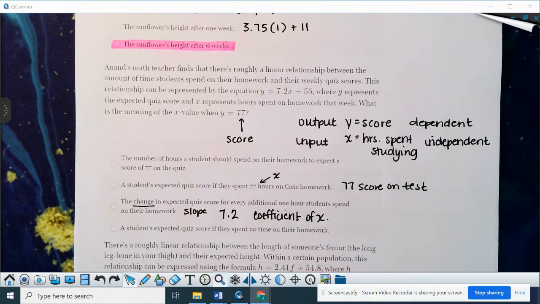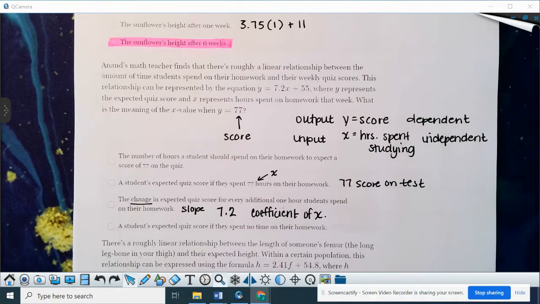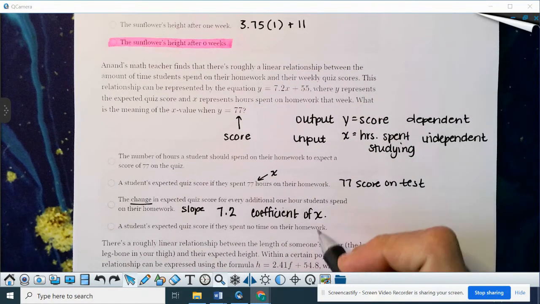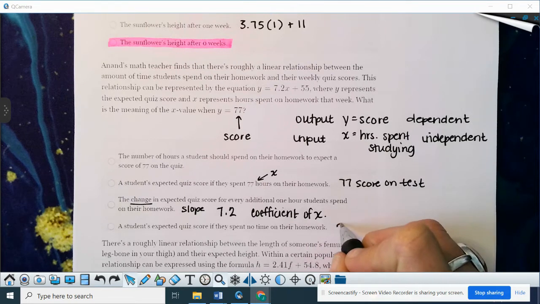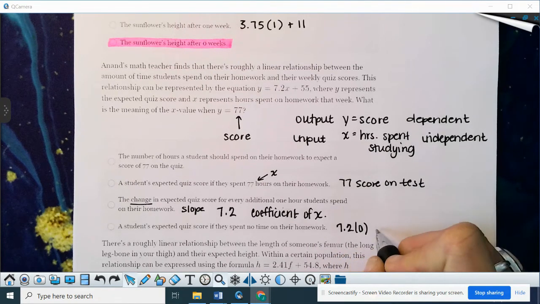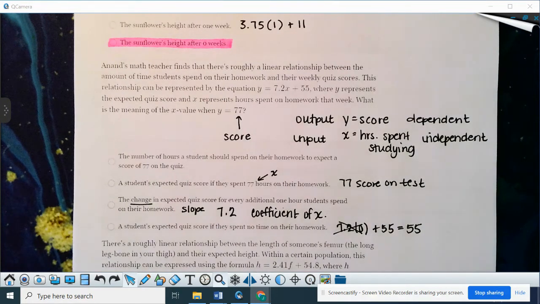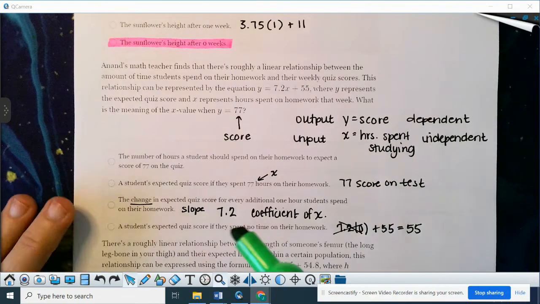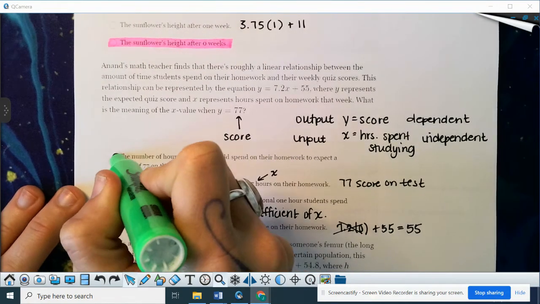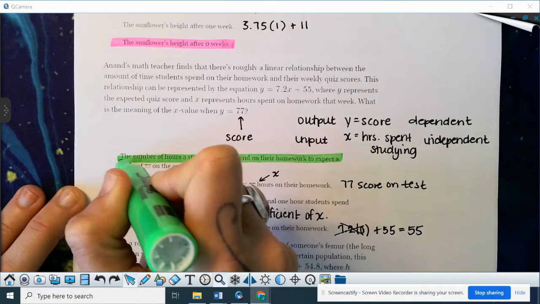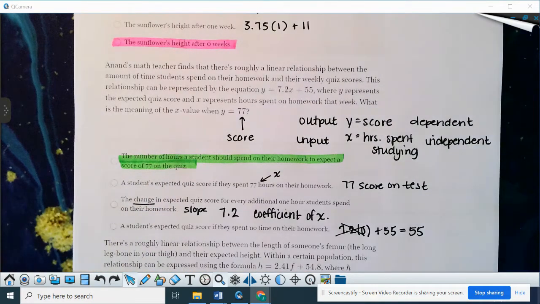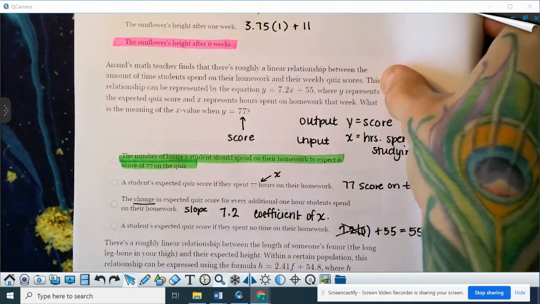And then a student's expected quiz score if they spent no time on their homework at all. And I said test, sorry, on their homework. So no time studying at all. That would be 7.2 times 0 plus 55, and this would cross out. So that answer would actually be 55. So if they spent no time on their homework, they are predicted to make a score of 55. So we're going to go with our first answer. The number of hours a student should spend on their homework to expect a score of 77 on the quiz is going to be that x value. How long should you study to make a 77?